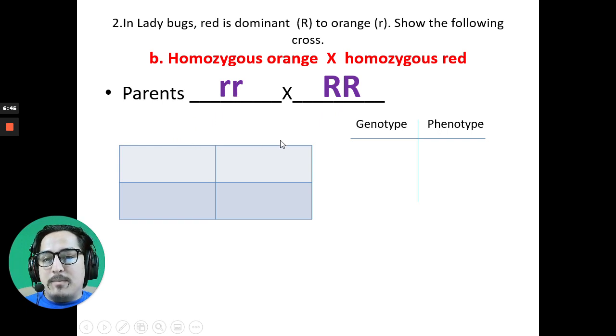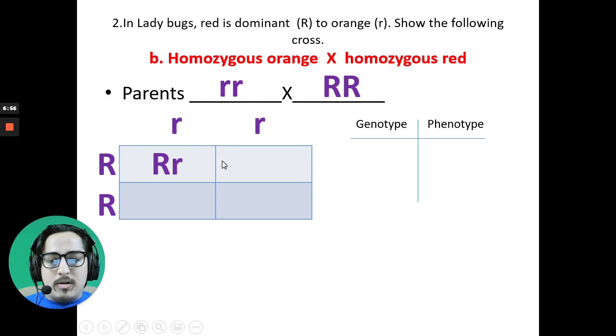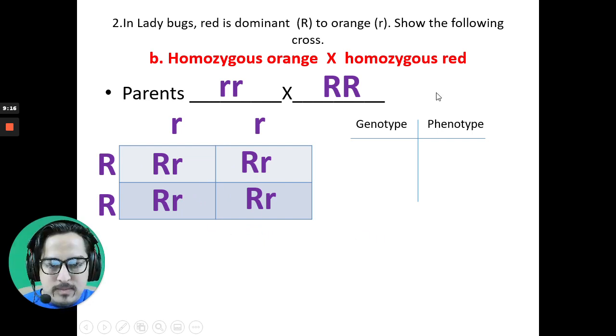Parent 1 goes on the top. Parent 2 goes on the side. Then you're going to cross them box by box. So capital R here, lowercase r there. Capital R here, lowercase r here. Same thing at the bottom, capital first, then lowercase from the top. Okay, capital R here, lowercase r here. Now you have your answer. You have your box, your Punnett square done.